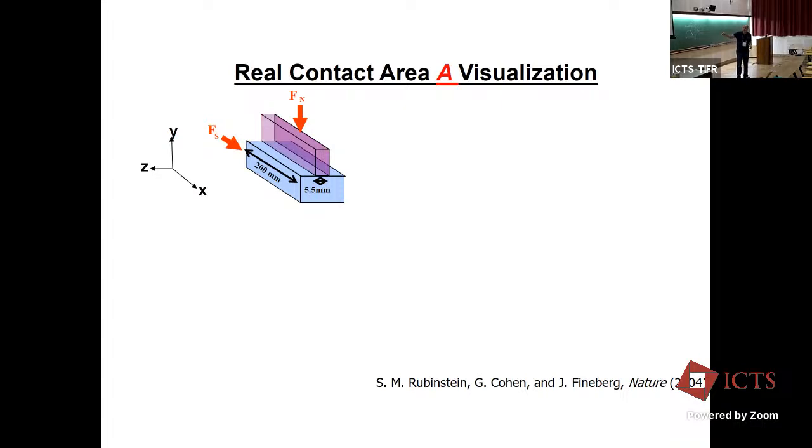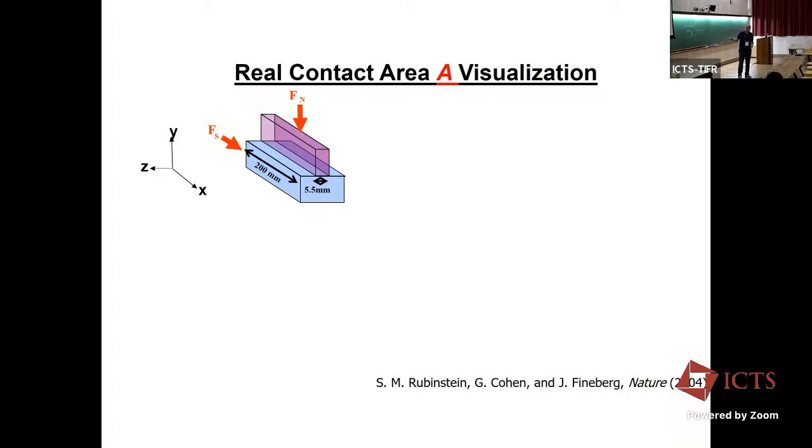Our two tectonic plates are made of transparent materials, in this case plexiglass. These are the dimensions. This is about 200 millimeters long, about 100 millimeters high, and about 6 millimeters wide. It's tall and thin. This is the longest interface that we could squeeze into the laboratory with what we need to actually measure the real area of contact. Now, how do we do that?